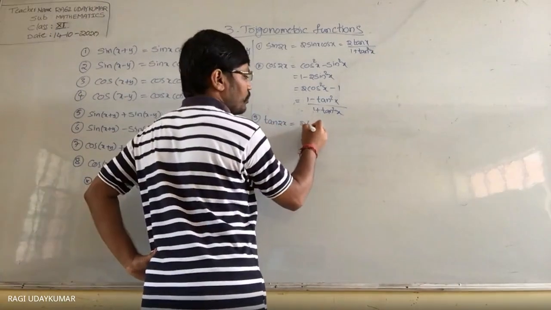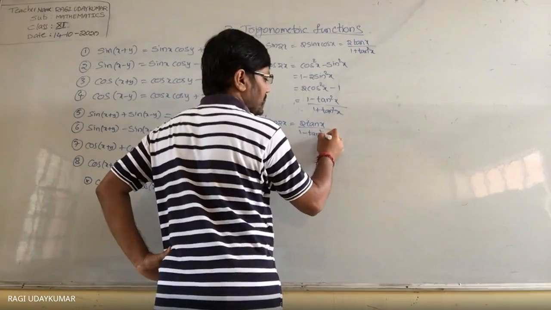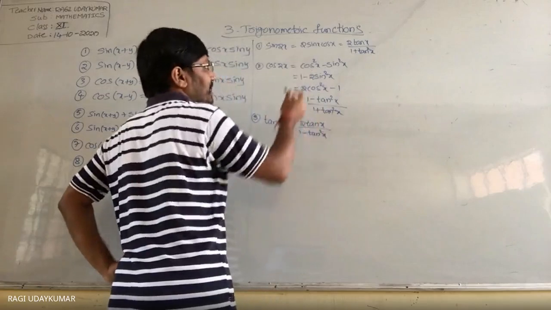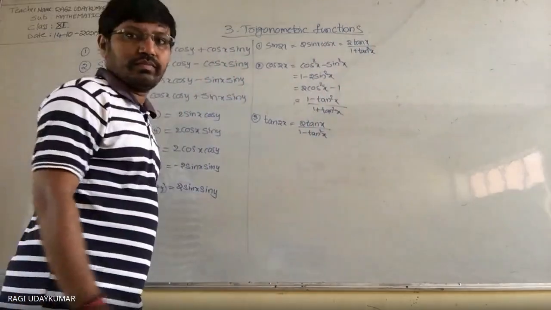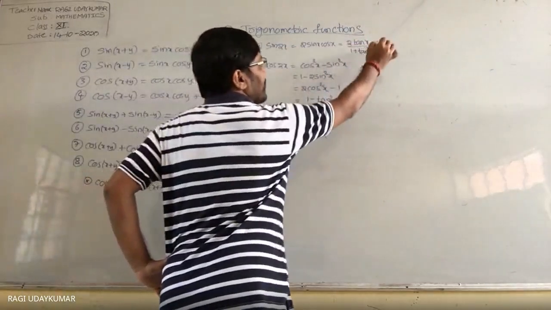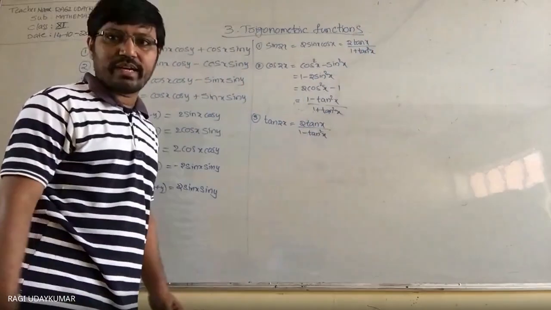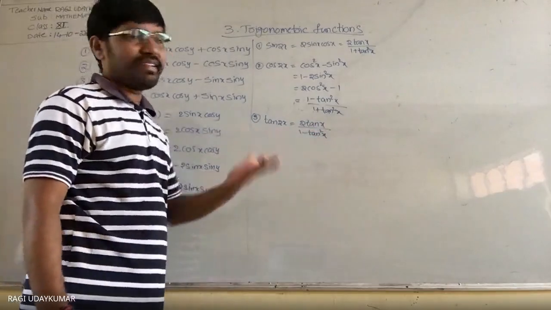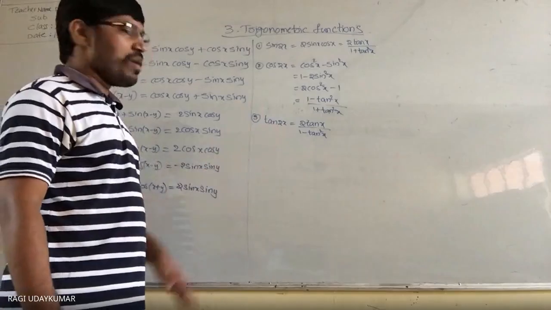The third one is tan 2x. Tan 2x is equal to 2 tan x by 1 minus tan square x. Or if you want, you divide sin 2x, which is 2 tan x by 1 plus tan square x, by cos 2x, which is 1 minus tan square x by 1 plus tan square x. Then we get the same tan 2x formula. Is it?